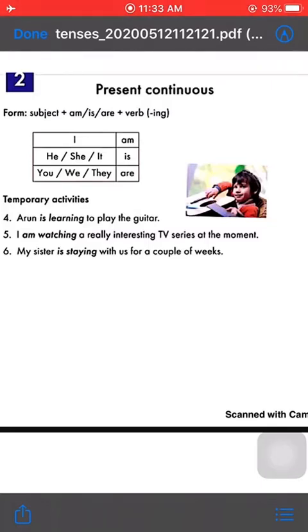Like Arun is learning to play the guitar. It means Arun is taking guitar lessons, maybe twice a week. So he is in the process of learning to play the instrument. A couple more examples. I am watching a really interesting TV series at the moment. My sister is staying with us for a couple of weeks. So these are the temporary activities, not the permanent ones.